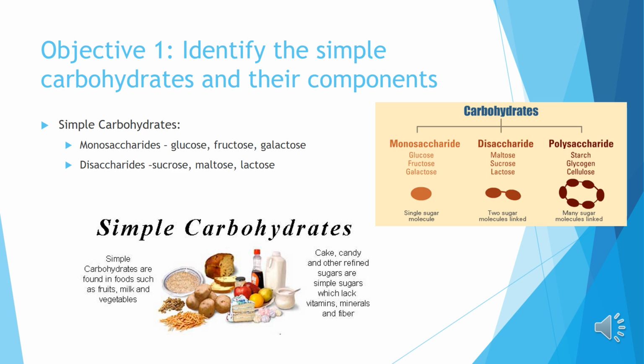A monosaccharide would be something like glucose, fructose, or galactose. A disaccharide, di meaning two, saccharide meaning sugar, would be two sugar molecules linked together. So we're talking about maltose, sucrose, and lactose. Some examples of simple carbohydrates would be foods like milk, fruits, vegetables, cake, candy, and any other refined sugar. It does provide energy, but it lacks vitamins, minerals, and fiber.